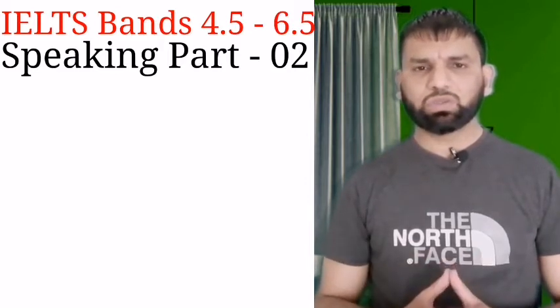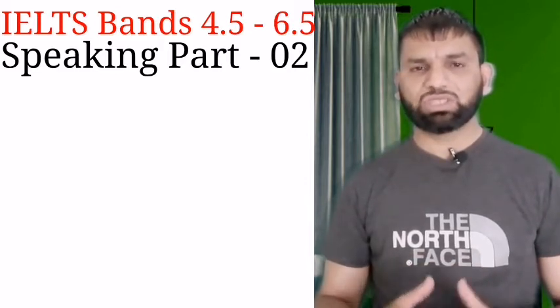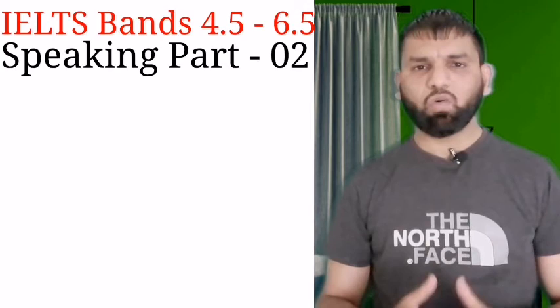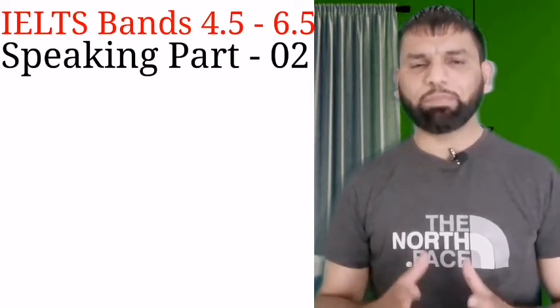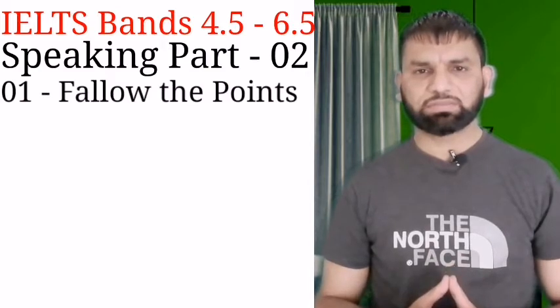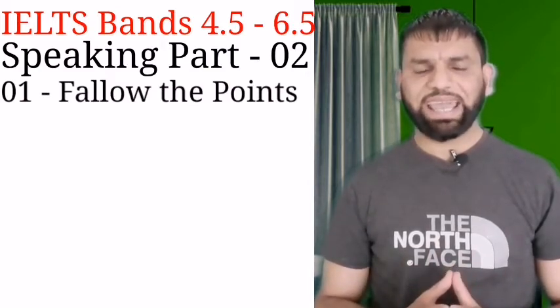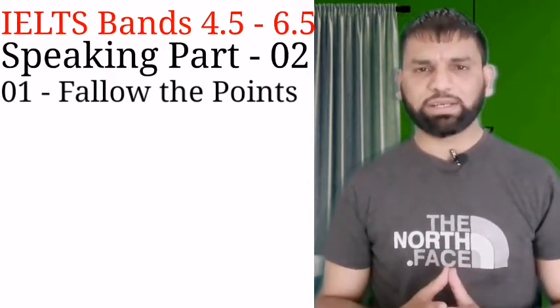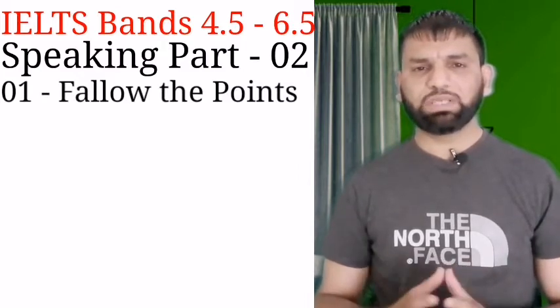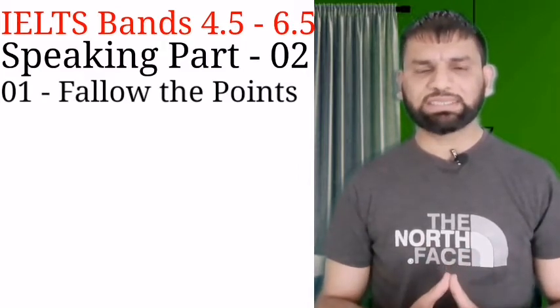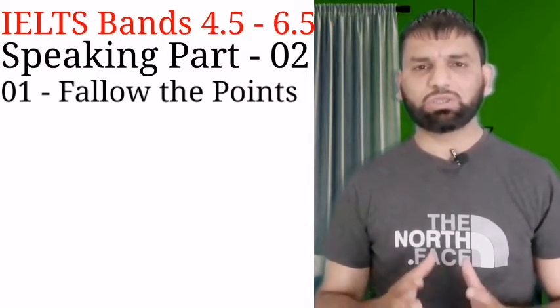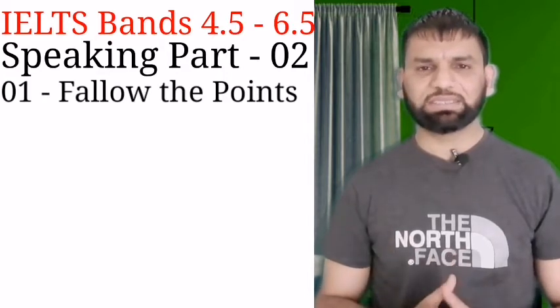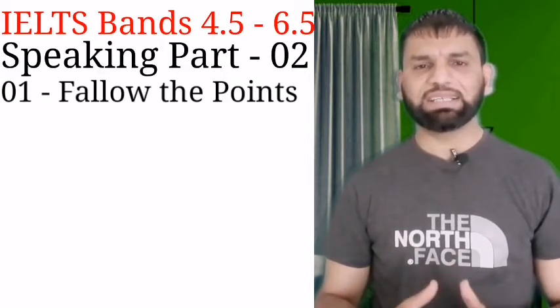So what do the students who take 4.5 to 6.5 bands do in Part 2? They just follow the points. If any student has written 4 points, he will speak on those 4 points step by step. And for each point, he will speak only 2 to 3 sentences and then he will stop.